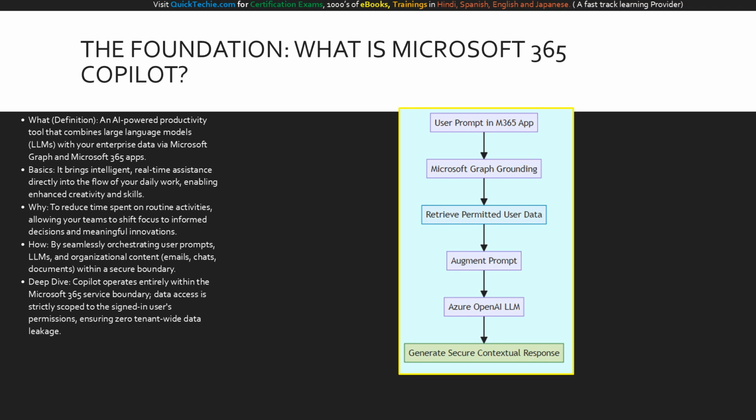Let's start by defining exactly what Microsoft 365 Copilot is. It is not just a generic chatbot, it is a sophisticated AI-powered productivity tool that integrates large language models directly with your proprietary data through Microsoft Graph.